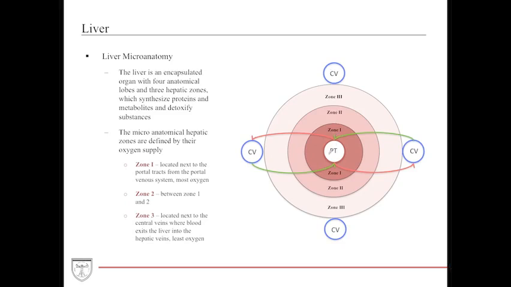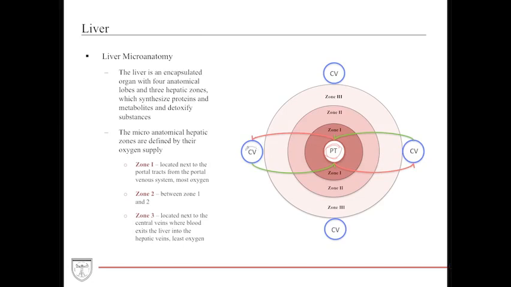So here's the portal triad. This is where fresh blood is coming through. Zone 1 is where the highest oxygen content is, then zone 2, then zone 3. So as you can imagine, zone 1 has the most oxygen content available, and zone 3 is where, in times of ischemia or where there's less oxygen present, these hepatocytes are most at risk to ischemic injury.